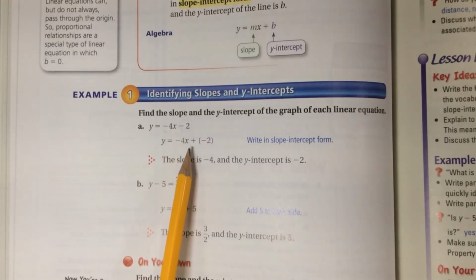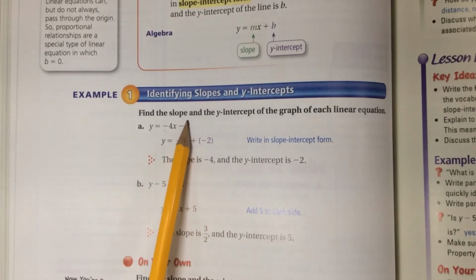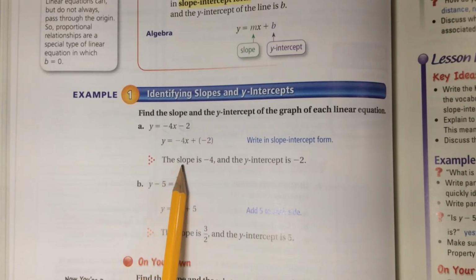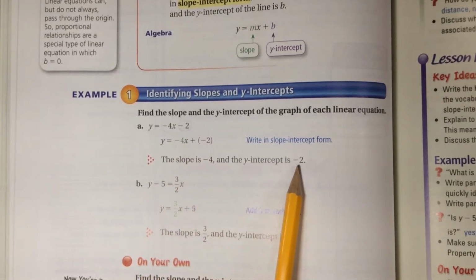And it says right here, because what's added, well, -2 is added. I just look for what's the constant back here, -2. So it says the slope is -4 and the y-intercept is -2.